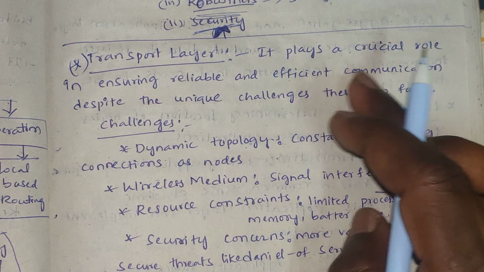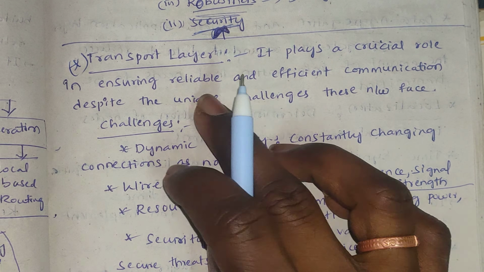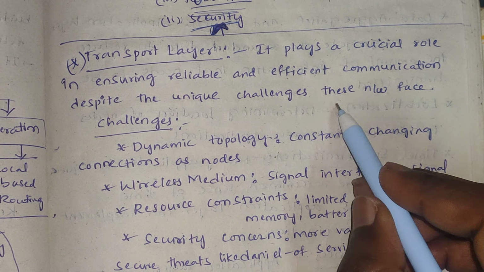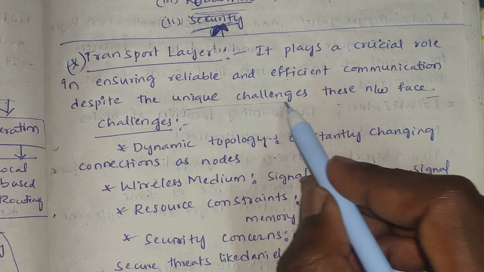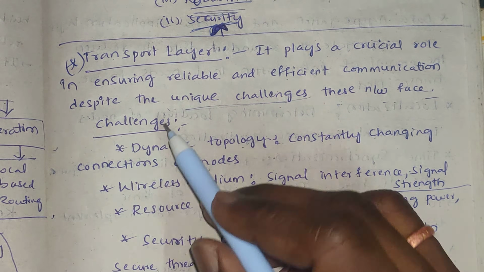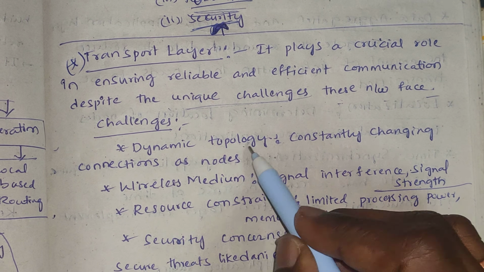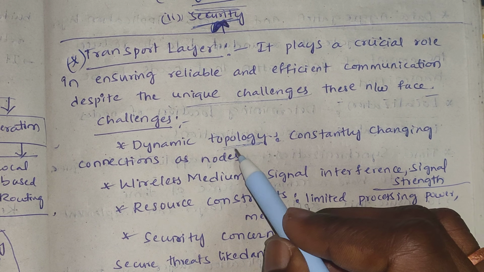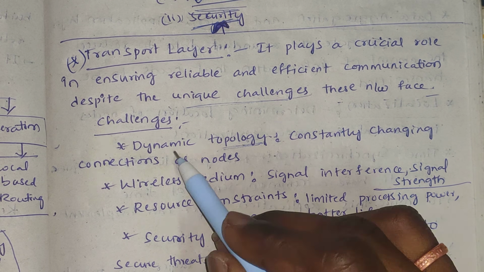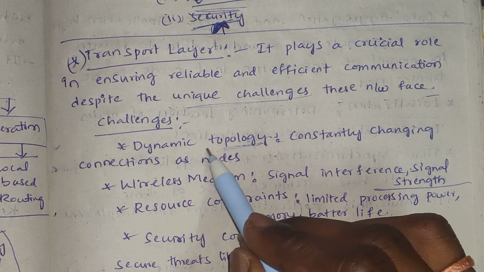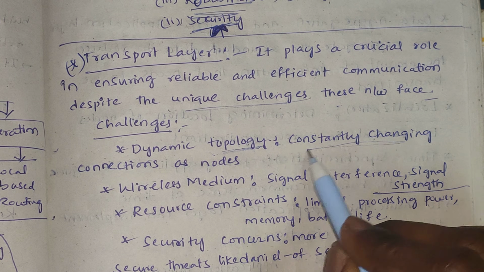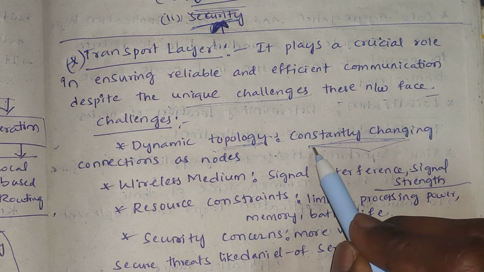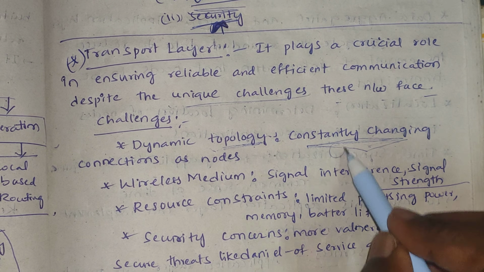The transport layer plays a crucial role in ensuring reliable and efficient communication despite the unique challenges these networks face. There are some unique challenges in the transport layer. What are they? Dynamic topology, meaning nodes move freely, not at a constant level. The topology is constantly changing from one place to another.